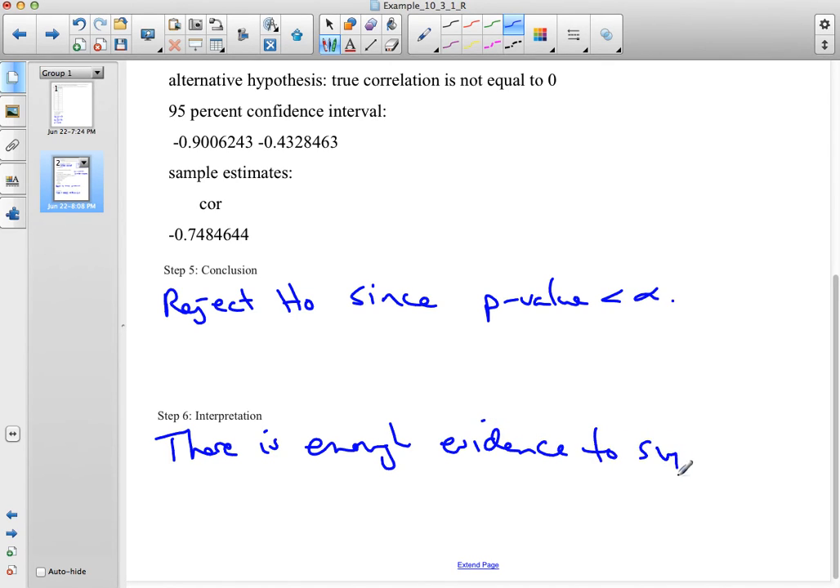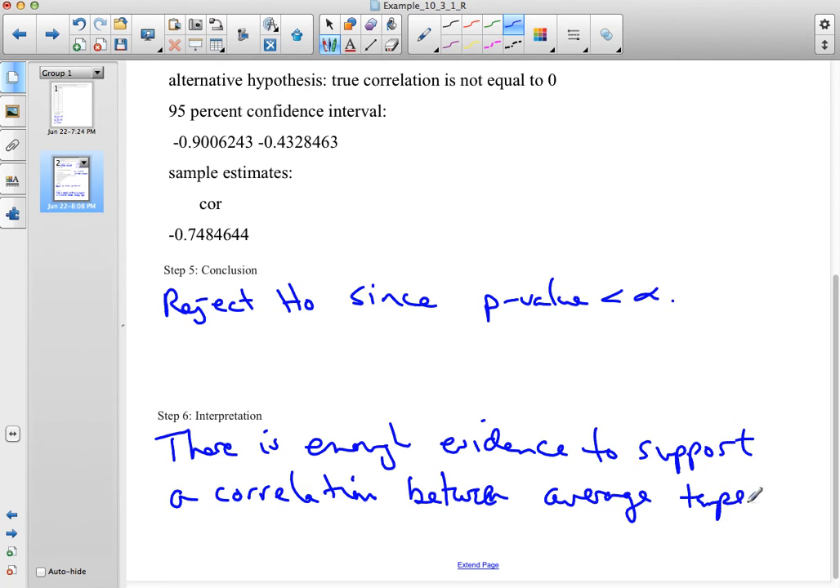to support HA, but HA says a correlation between average temperature and gas consumed. So we did say before we thought we had a moderate correlation. This actually shows that there is in fact enough evidence to show there is a correlation between these two. And so this gives us information and tells us that we should be doing what we're doing.